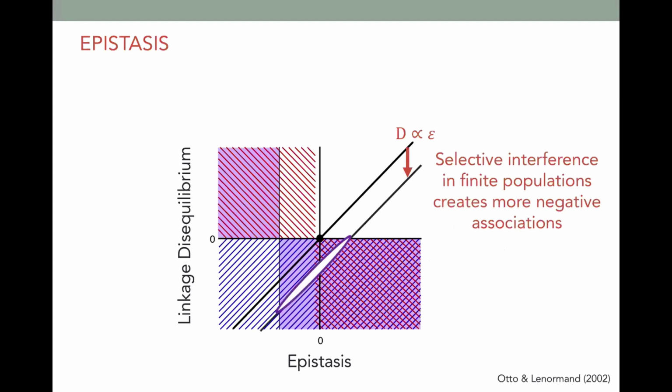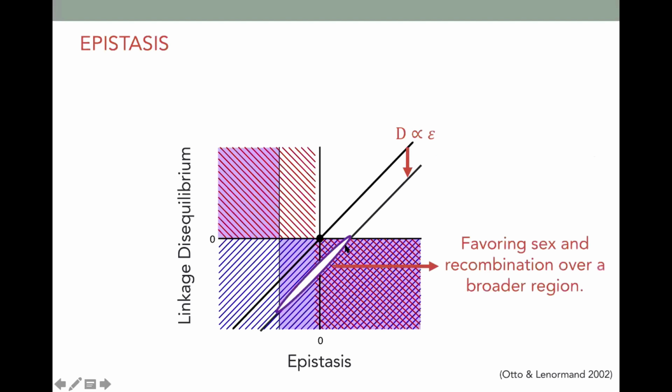What does drift do? Well, we can think about it on this very same diagram. Drift, as I've mentioned, alongside selection, creates interference and more negative genetic associations. So the disequilibrium line moves down. And that, in turn, causes a larger region in which we see sex and recombination favored.